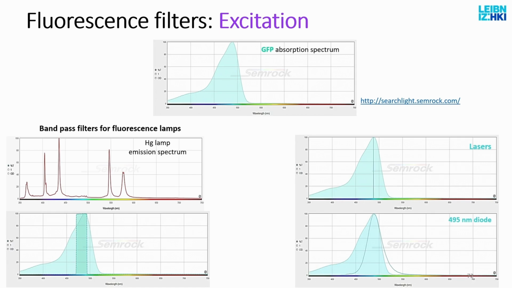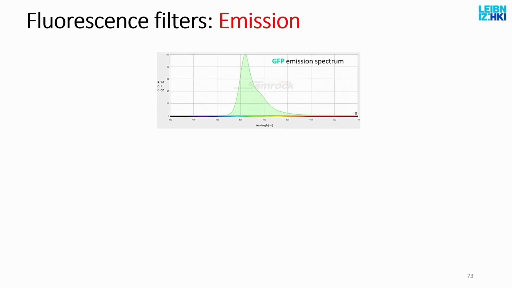Diodes, they give you a range. So they give you a peak-shaped excitation spectrum, which you try to match. Diodes are much cheaper, of course, but they also carry less power. So for confocal microscopy, we usually still go with lasers. And for regular fluorescence microscopy, you can use diodes.